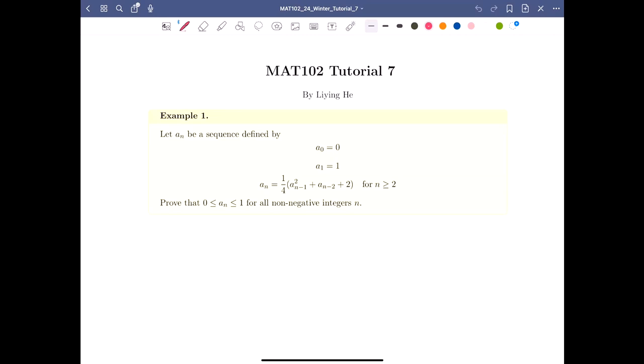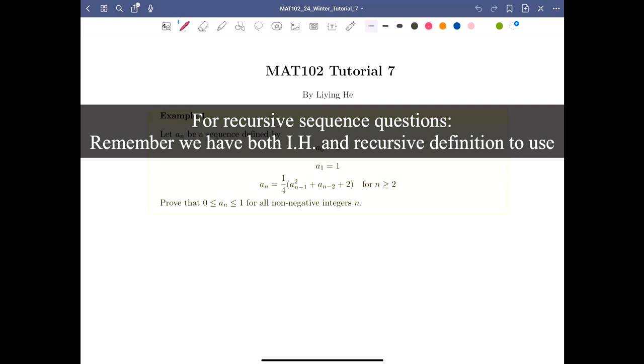And I also said for such questions, as long as you have a recursive sequence, which we also talked about, a recursive sequence means that your sequence depends on the previous terms. If you have a recursive sequence, just keep in mind the recursive definition. For example, here, this is a definition. Keep in mind both your IH and your recursive definitions will be used in your proof.